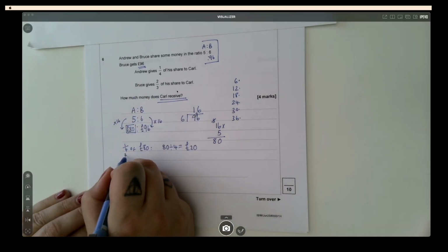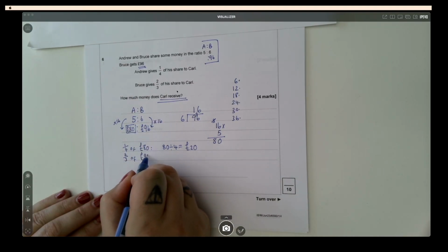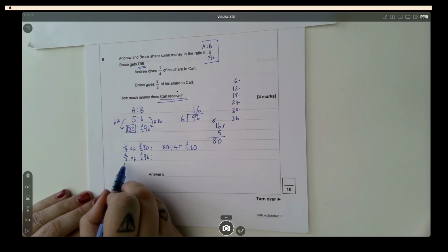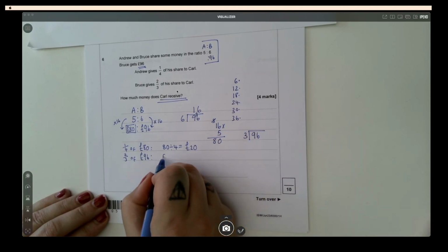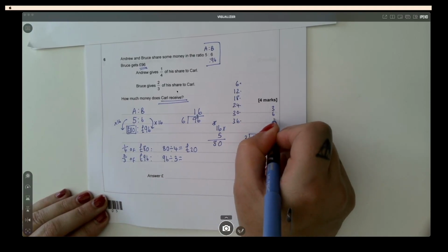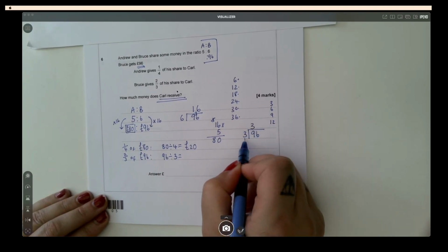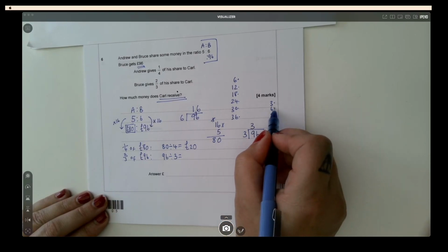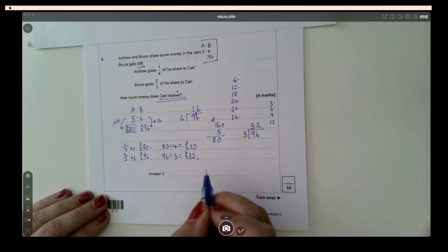Bruce gives 2/3 of his amount, so 2/3 of £96. The first thing we're going to do is 96 divided by 3. So 96 divided by 3, that's going to be our first sum. 3, 6, 9, 12. 3's into 9, 3, no remainder. 3's into 6, 2, no remainder. So when we divide by 3, that's £32.